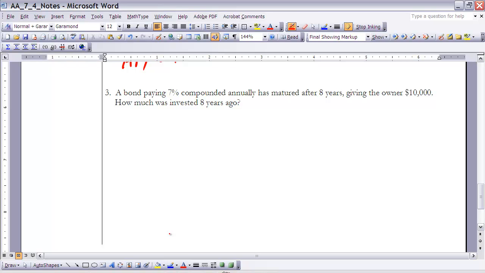Since we're compounding it annually, we're going to use this formula, A equals the principal times 1 plus the rate raised to the time. Now I'm going to plug in the stuff that I know. I know that the amount after the 8 years is $10,000. I don't know what the principal is, but I know we have 1 plus the rate being 7%, that would be 0.07, raised to the t power. Well, t is 8 years, so I'm going to plug that in there.